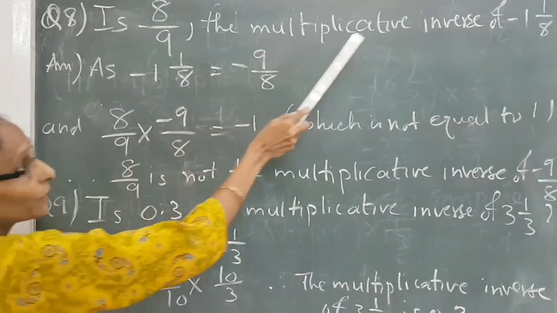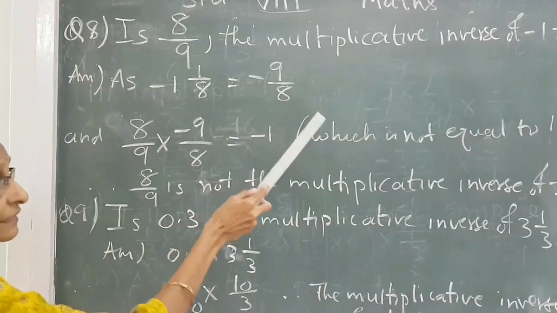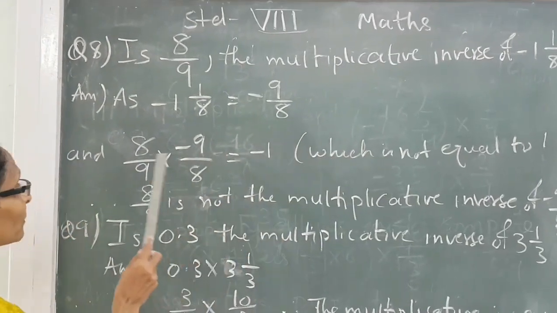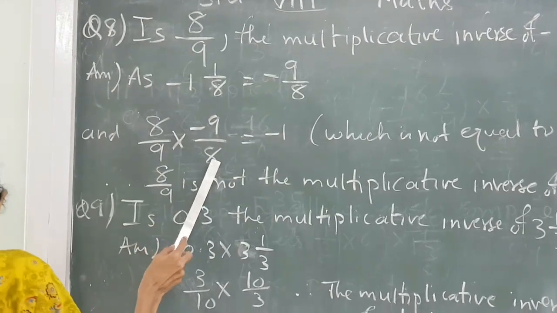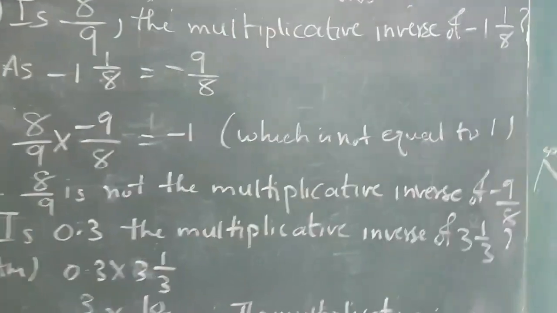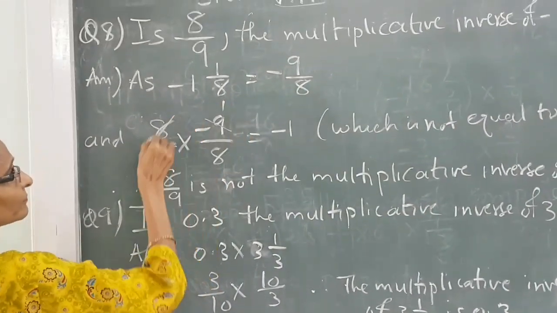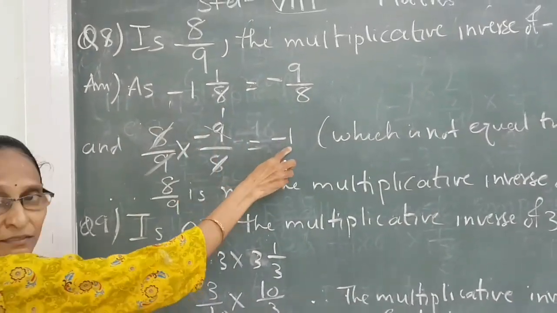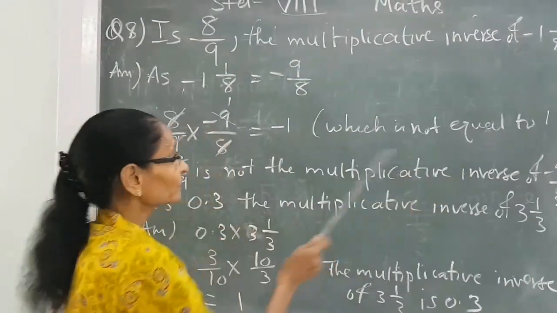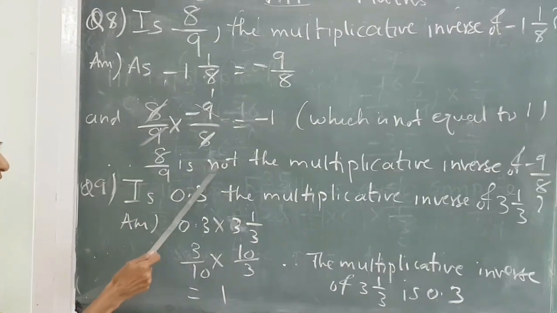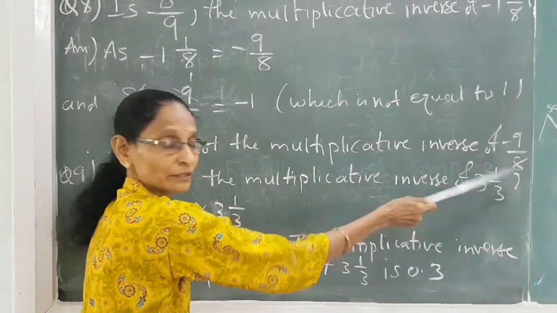And for it to be a multiplicative inverse, the answer should be 1. So let's check whether the answer is 1 or not. 8 upon 9 multiply minus 9 upon 8. If you cancel that, answer is minus 1, which is not equal to 1. Clear? Therefore, 8 upon 9 is not the multiplicative inverse of minus 9 upon 8.